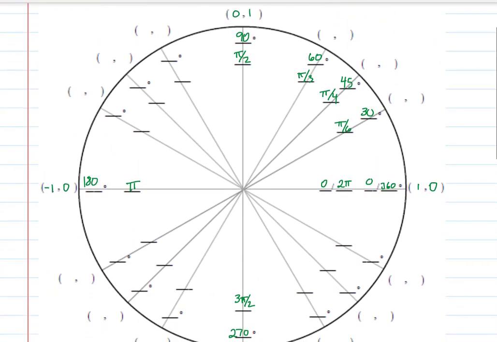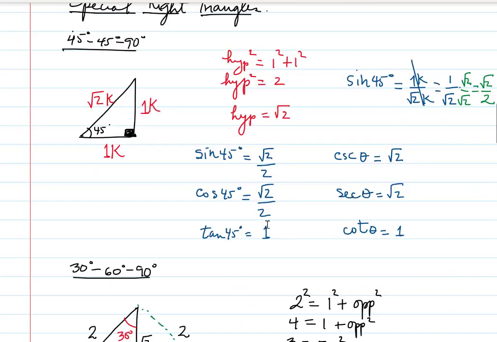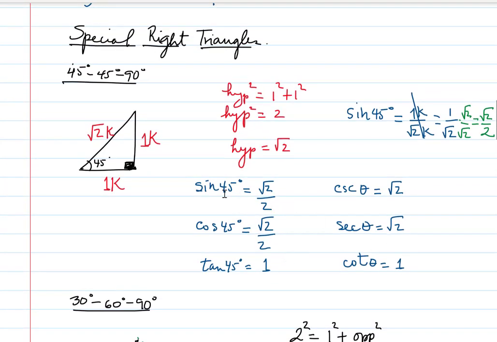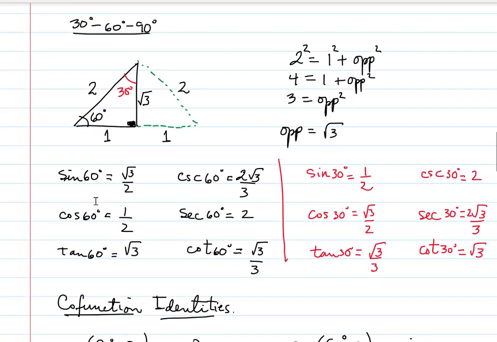So if you think about that and go back to when we did the special triangles, notice that sine of 45 is square root of 2 over 2, and cosine of 45 is also square root of 2 over 2. If you look at sine and cosine of 30 and 60, yeah, they were very similar. Remember, we talked about cofunctions. So sine of 60 is the same thing as cosine of 30, and vice versa.